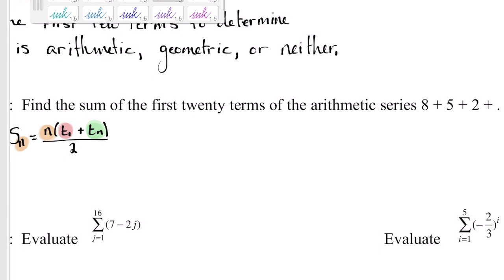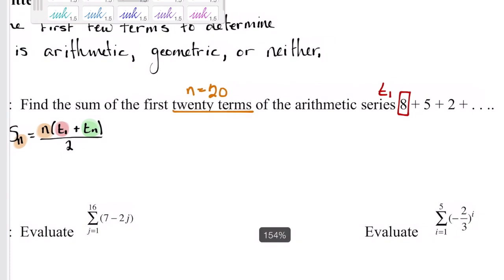So here they've told me we're looking at the first 20 terms, so that's my n, my number of terms. They've told me arithmetic, so I've got that formula. I know I'm going to need the first term, so that's going to be 8. That'll be my t sub 1, whatever showed up first. And I don't know what the 20th term is because they just put a dot, dot, dot.